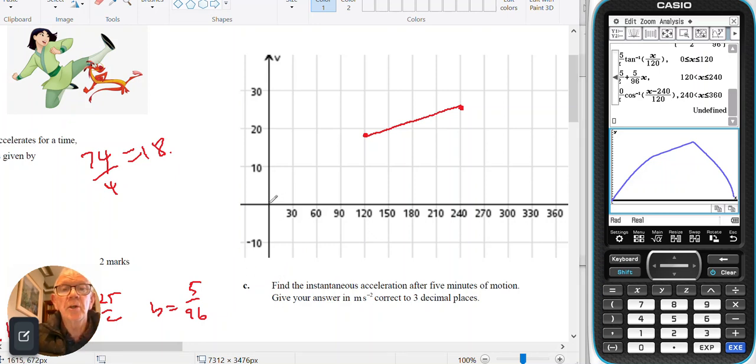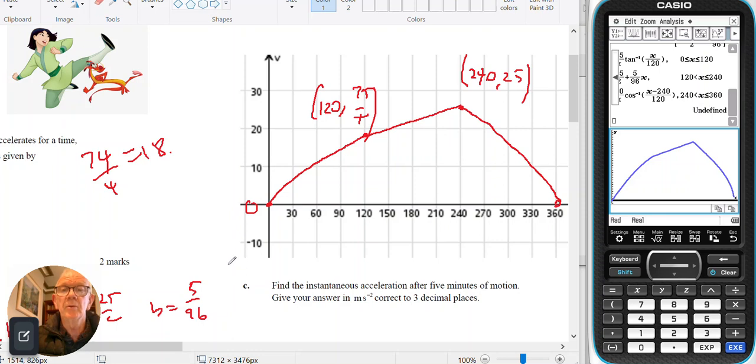So I've got a curve, and then I've got a straight line straight down to 360. And I've got 240 and 25, and I've got 120 and 75 on 4, and I've got 0. So there's my graph, there's my curve.